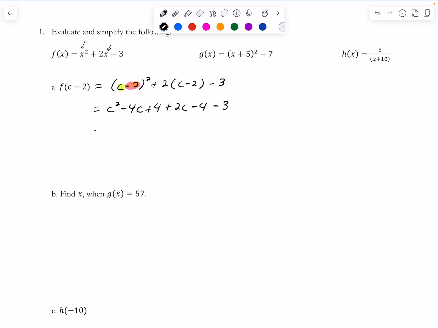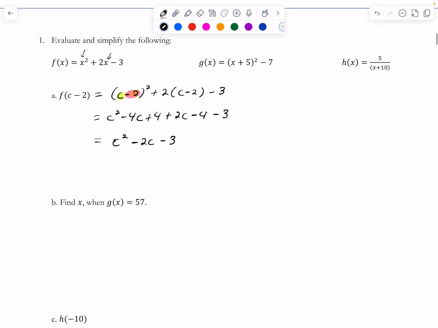Bring down the minus 3, and now it's all about combining like terms. So I have c squared, negative 4c plus 2c is minus 2c. 4 minus 4 becomes 0, so we just have minus 3. Now this is technically factorable, but like we talked about recently in class, if we're not asked to do anything with this, there's no reason to factor it. You can if you want, it's not wrong, but I'm going to leave it in this standard form.